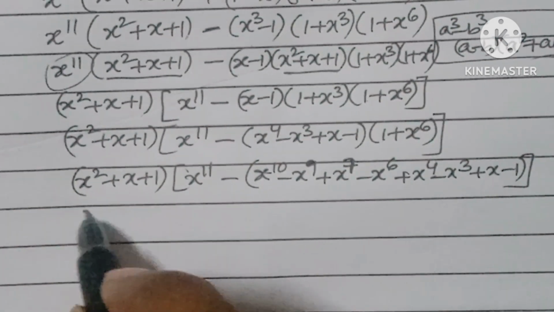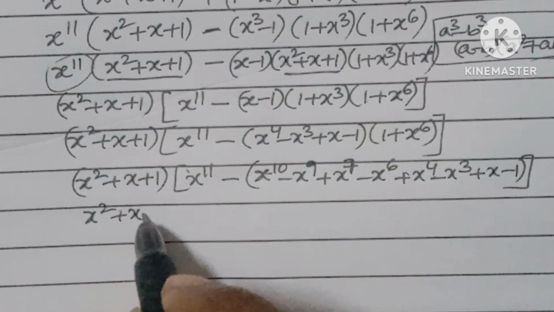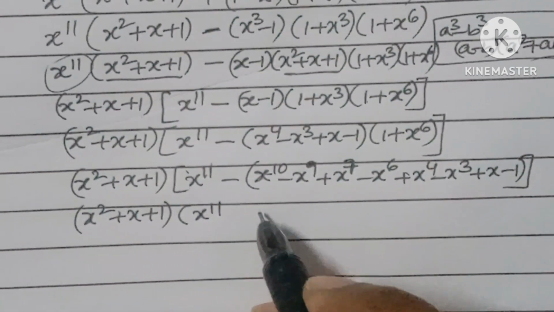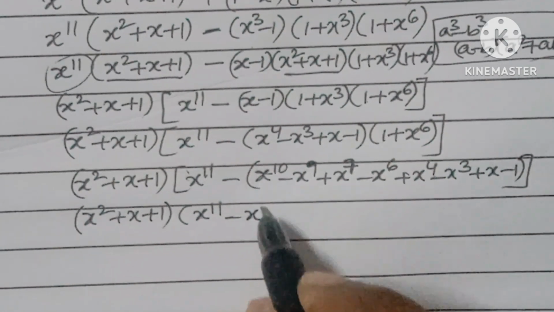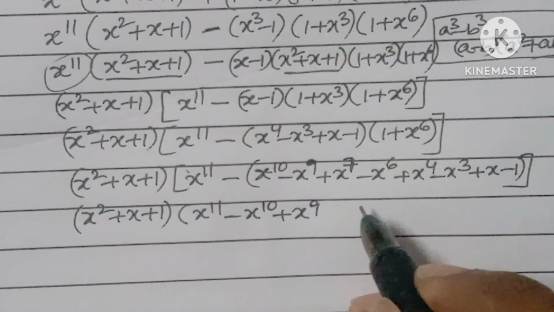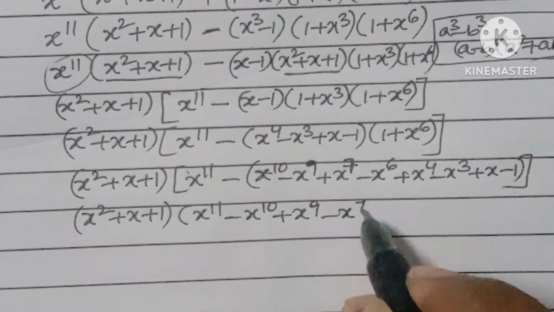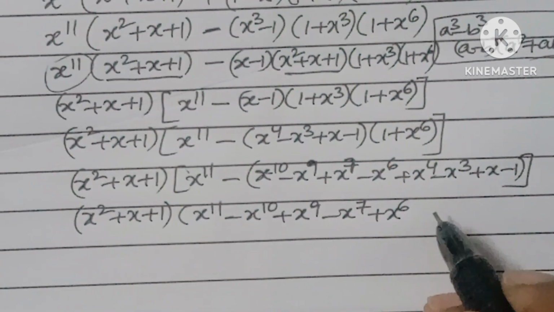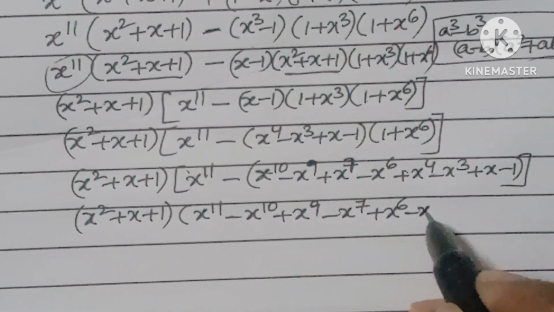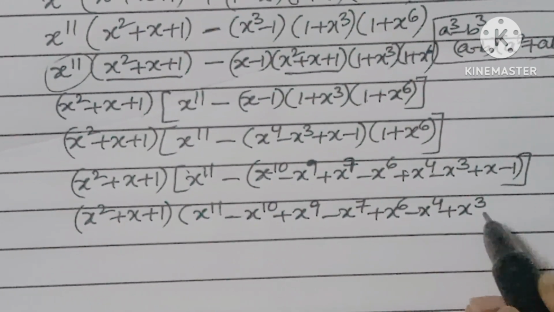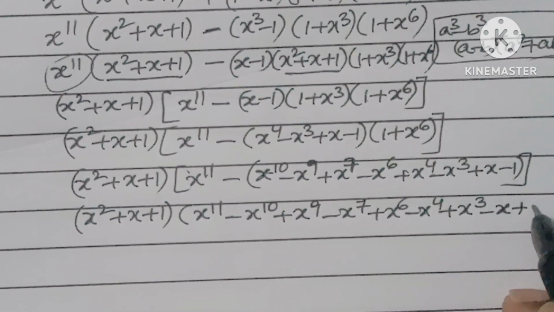So here if you open the bracket, x square plus x plus 1 into x power 11 minus x power 10 plus x to the power of 9 minus x power 7 plus x power 6 minus x power 4 plus x cube minus x plus 1.